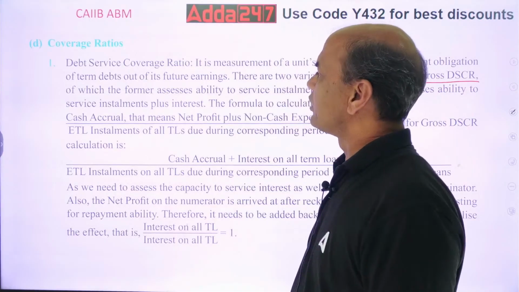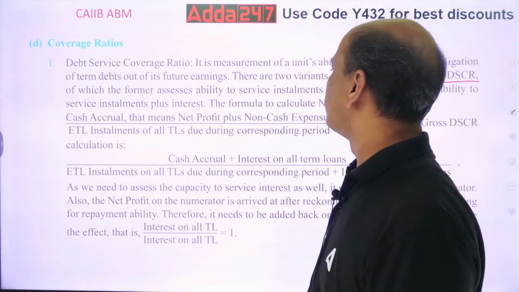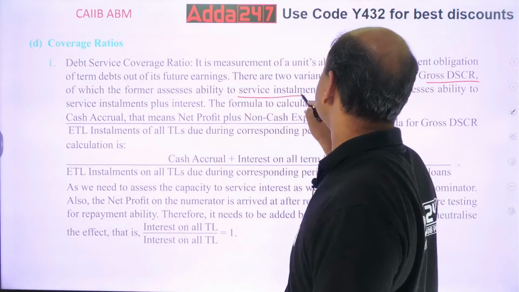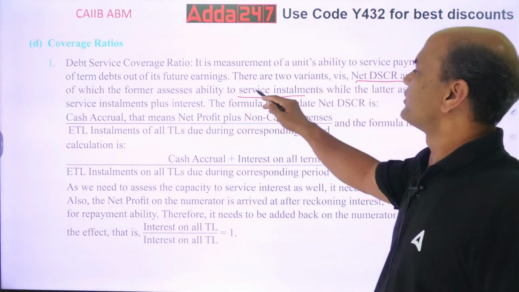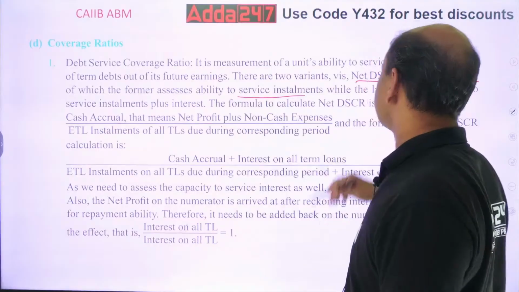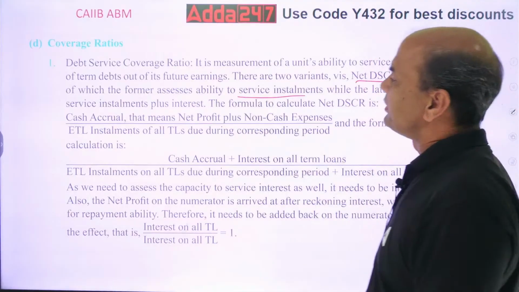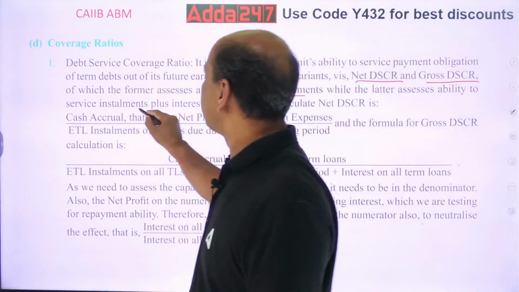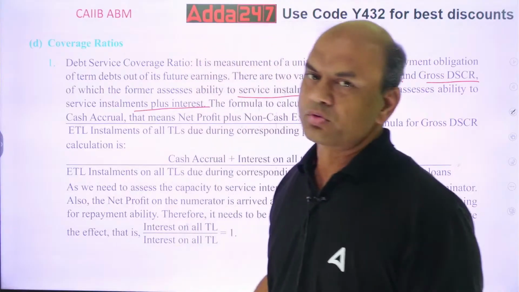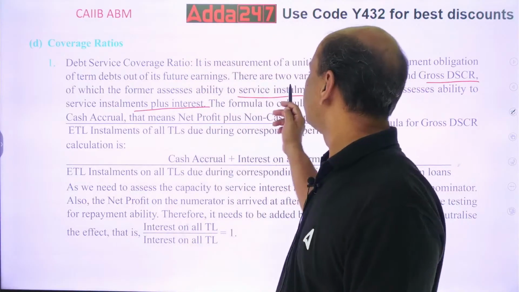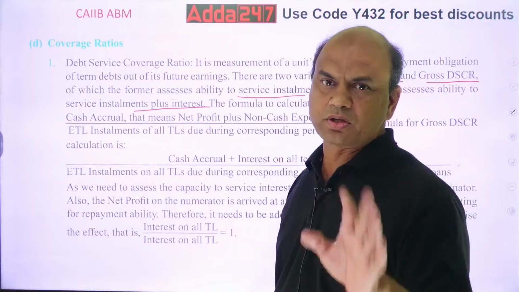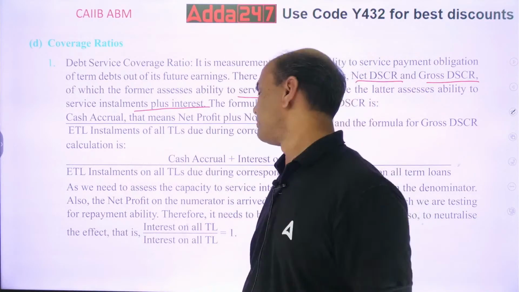Gross DSCR, of which the former, net DSCR, assesses the ability to service the installments, while the latter, gross DSCR, assesses the ability to service installment plus interest. So net will give you only installment, gross will give you installment plus interest, both of them.